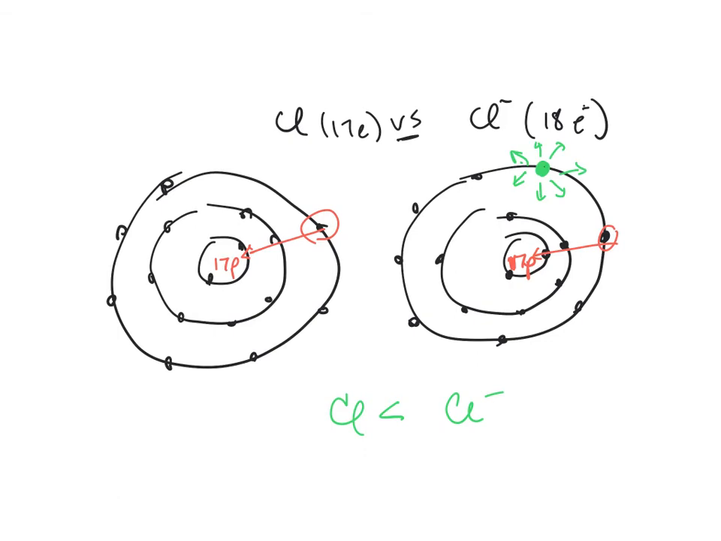So in this case, you've got the general rule here that the neutral nonmetal is smaller than the anion. So you can use those rules. Those are hard and fast rules for element versus cation and anion. All right.